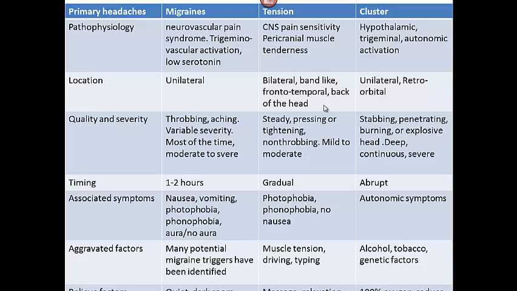Attacks often occur at the same time each day. The pain awakens the patient from sleep. Very important factor to differentiate. When the attack occurs, the pain is always unilateral and occurs on the same side of the head in the orbital temporal distribution. It is excruciating.